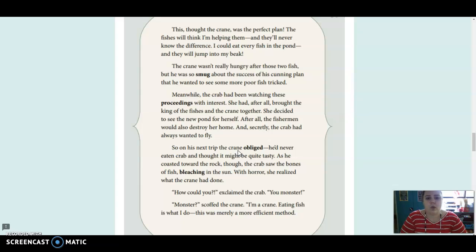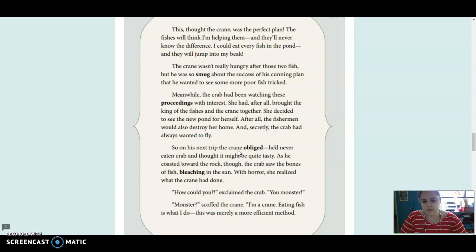Meanwhile, the crab had been watching these proceedings with interest. She had, after all, brought the king of the fishes and the crane together. She decided to see the new pond for herself. After all, the fisherman would also destroy her home, and secretly the crab had always wanted to fly. So on his next trip, the crane obliged. He'd never eaten crab and thought it might be quite tasty.